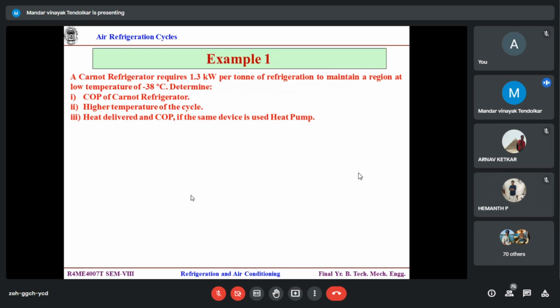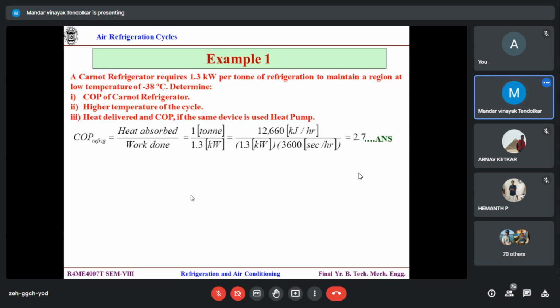Yes, sir. Fine. Now it is used to maintain the region at the lower temperature of minus 38 degrees Celsius. So T low is known. COP you can calculate. So calculate TH, simple. Determine COP, calculate higher temperature, and calculate the heat delivered and COP if the same device could be used as a heat pump. So instead of QL, now I would be interested in QH. I know the refrigeration effect, that is 1 ton. I know the compressor power, that is 1.3 kW. Add them, that is your QH. So solve it.